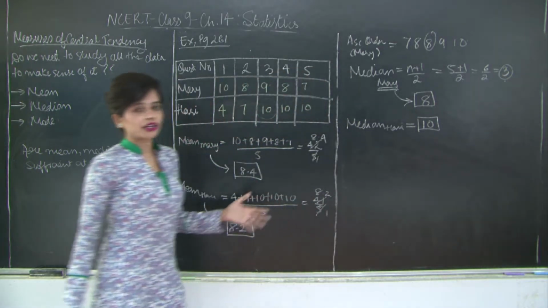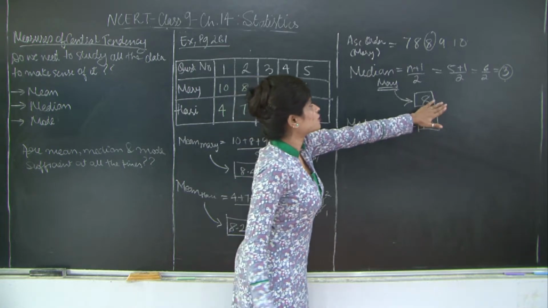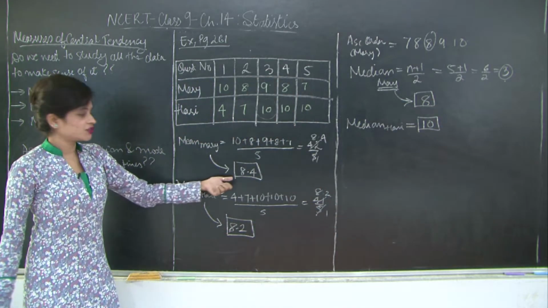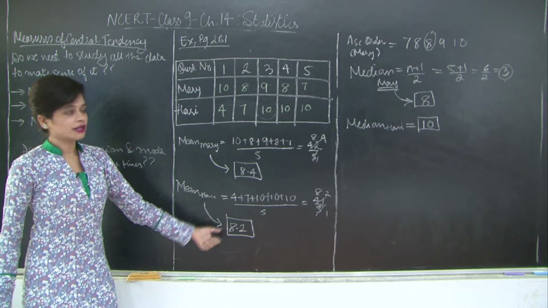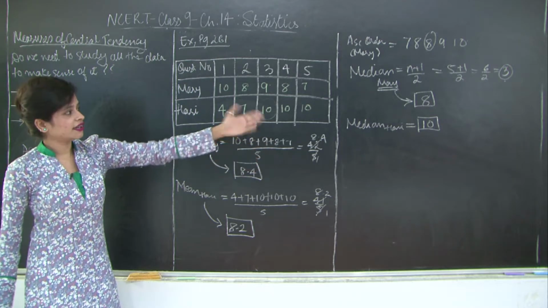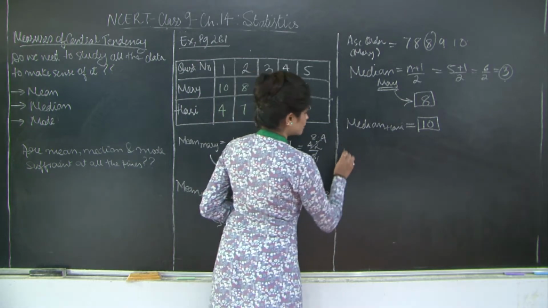So from here, what can you say? That Hari's score is more than that of Mary's, which contradicts the average out here. The average for Mary is more than that for Hari, whereas the median is more for Hari rather than Mary. Now we'll find the mode.